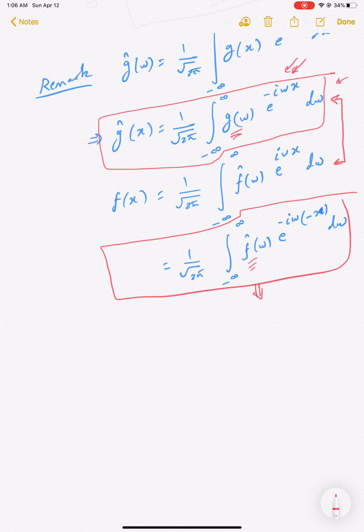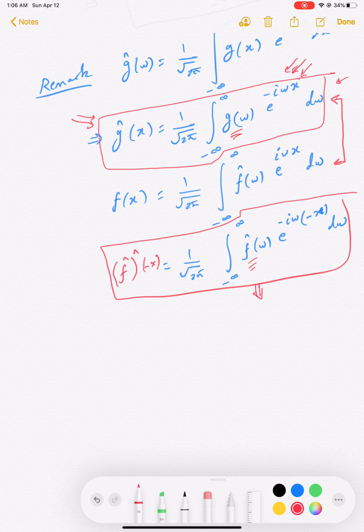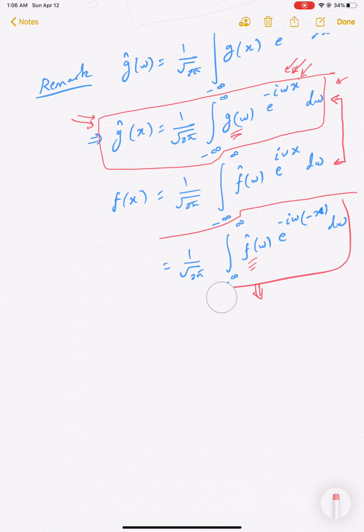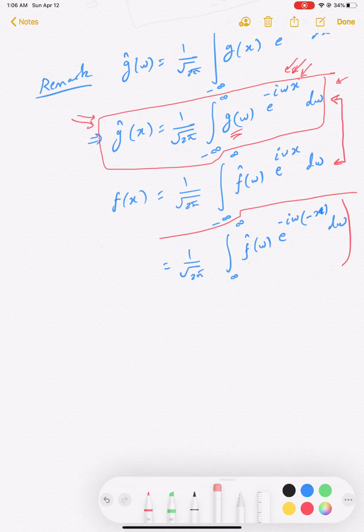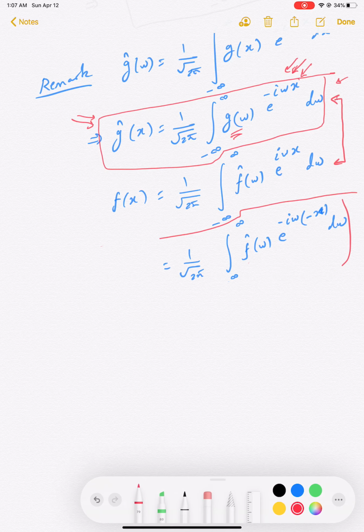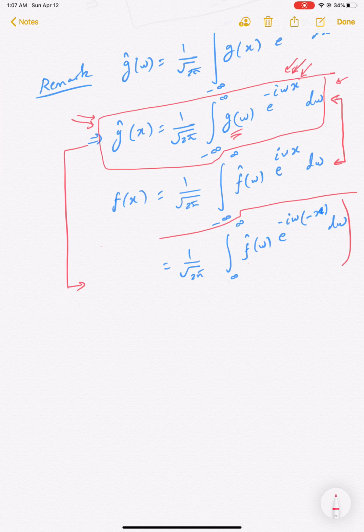The only difference is that you have negative x here. So the thing is, instead of having g hat of x to the left, you will have g hat of negative x, right? But what is g? It is f hat. So basically this is f hat of negative x. But at the same time, let me just make more space. Okay, so according to this formula again, this is equal to f hat of negative x, right?